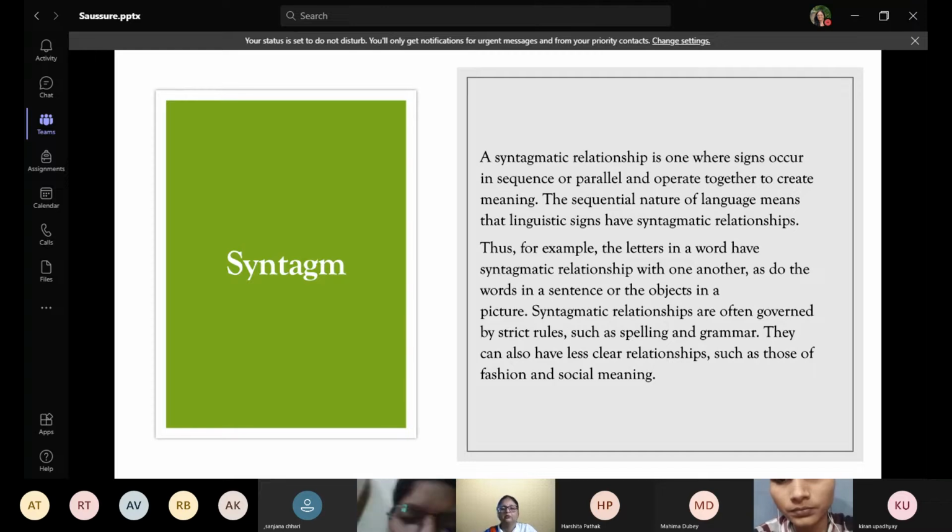syntagmatic relationship. Okay, they can also have less clear relationships such as those of fashion, social meaning. अब ये हम सिर्फ language पर focused हैं, लेकिन अगर हम society में देखें तो हर structure, because we are talking about structures here, तो structure किसमें? Language की. तो ये spelling और grammar और syntax ये सारी बातें हम कर रहे हैं, लेकिन इसी structuralism को या जो Saussure ने syntagmatic relationship वाली बात कही है, इसको अगर हम fashion में देखें या society में देखें तो उसमें कुछ less clear. We are not going to this, but still I just wanted to introduce you this, right?